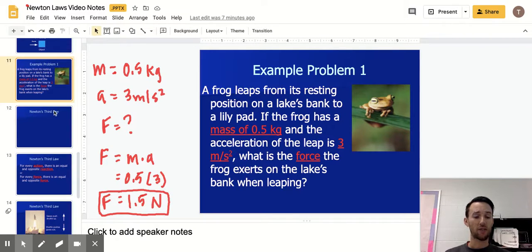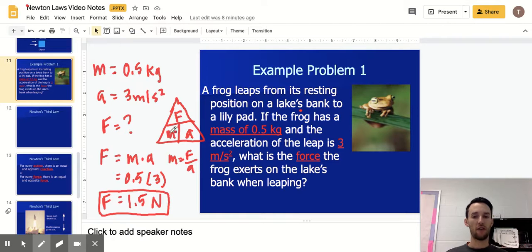So I know that was a very simplistic version with small numbers, but the good news is with this formula, we have our triangle. If these help you out, we have a triangle of F, M, and A. So if you struggle on how to identify which formula to use, we can use this triangle. If we were given force and acceleration, we would have M equals F divided by A.